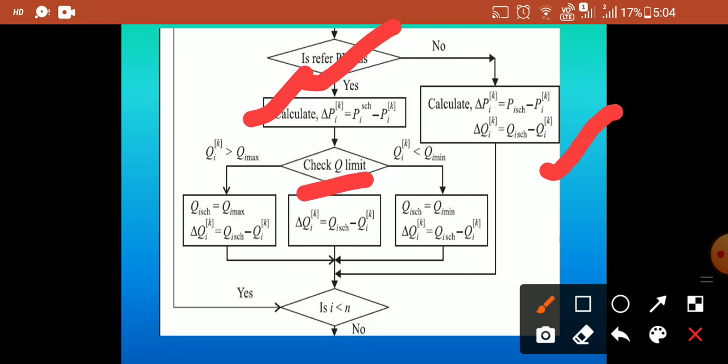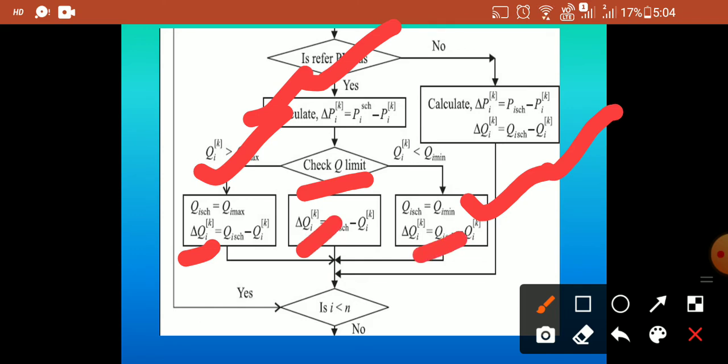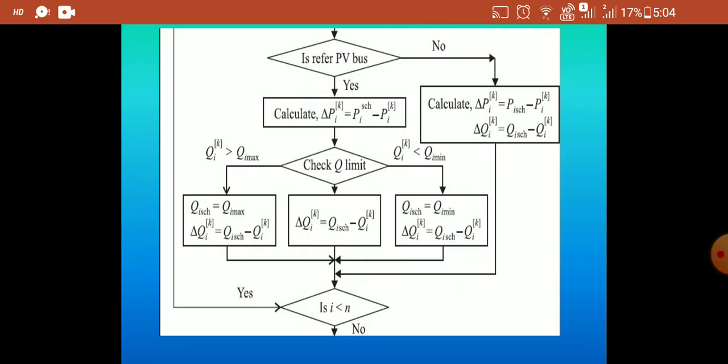If Q is limited or within the minimum value, then we have to assume the scheduled value is the minimum. If it is the maximum, we have to fix that value. So we have to find the change in del Qi. After finding it, we have to check whether the iteration is within the bus.